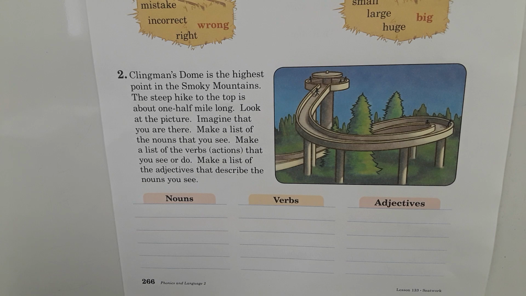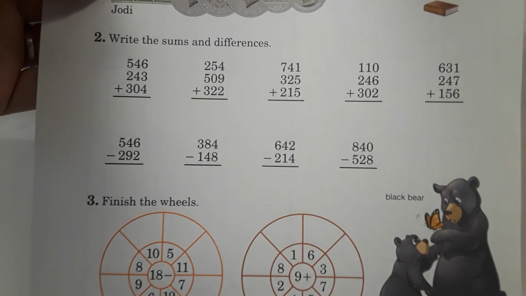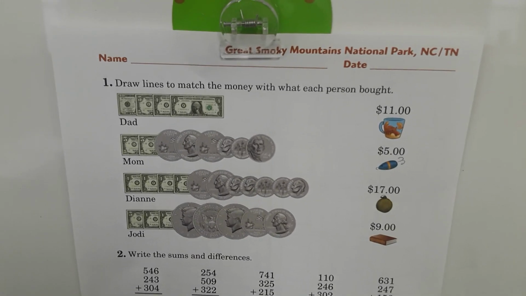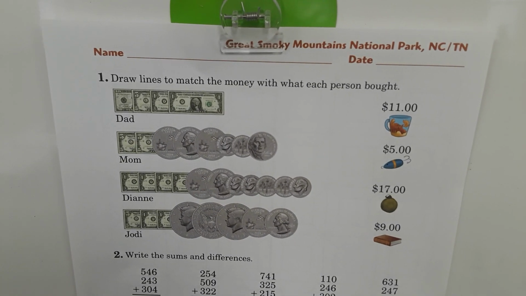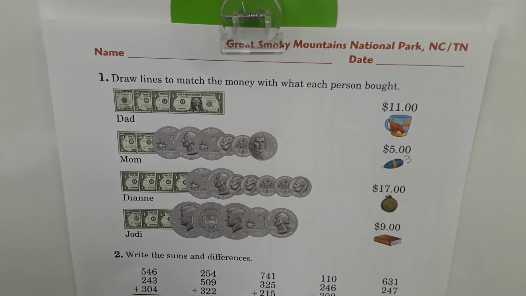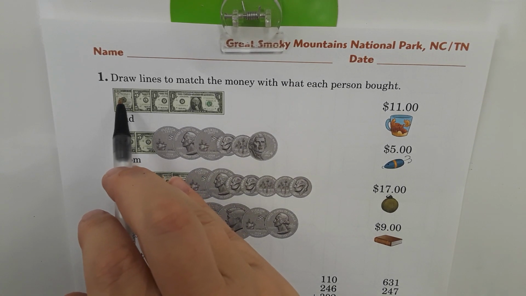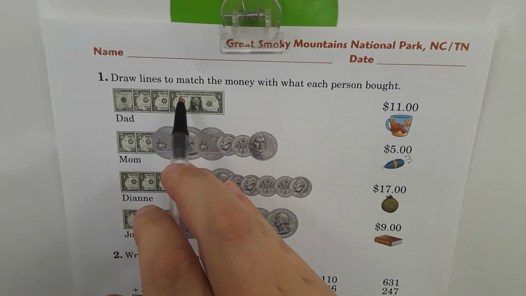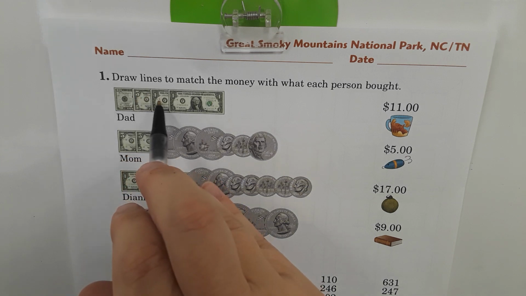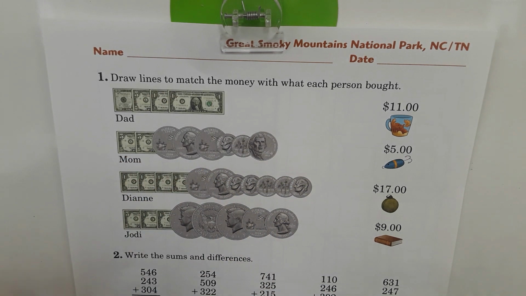Now, let's look at our math paper for lesson 133. Draw lines to match the money with what each person bought. So here, if you look closely, this is a 10, this is a 5, and a 1 and another 1. So how much is this? 10 plus 5 is 15, plus 1 plus 1, 16, 17. $17.